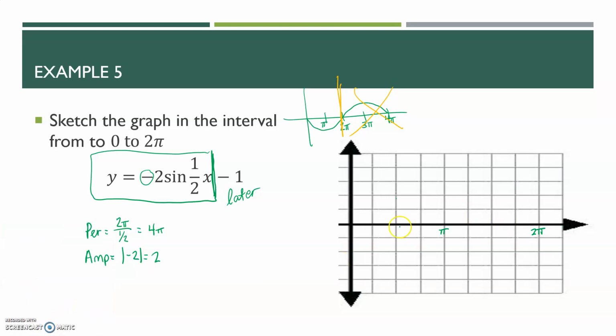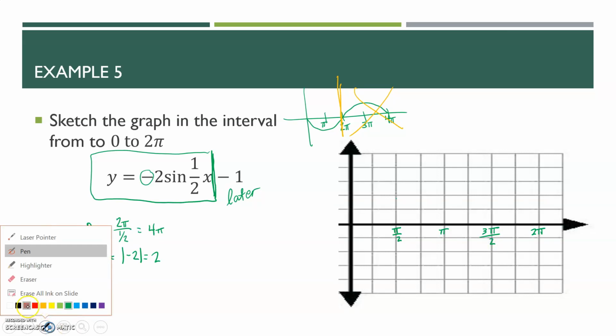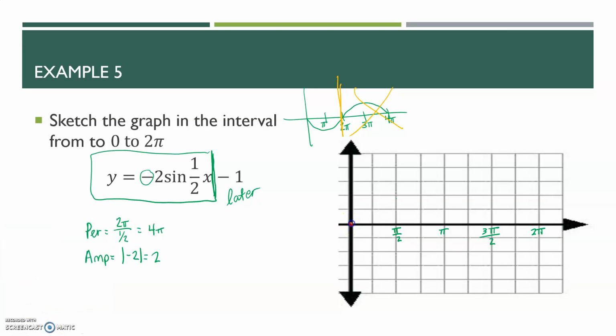I like to have at least 4 values on my graph. So that would be pi over 2. This would be 3 pi over 2. All right. So I'm going to put in my 4 points. I've got my beginning here and my end. I know from my quick sketch that the half point is at 2 pi, so it's going to be just this part. My minimum is at pi, and my amplitude was 2.